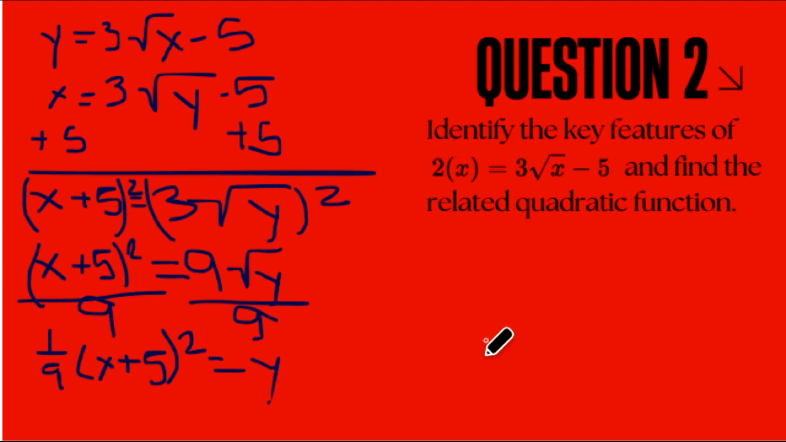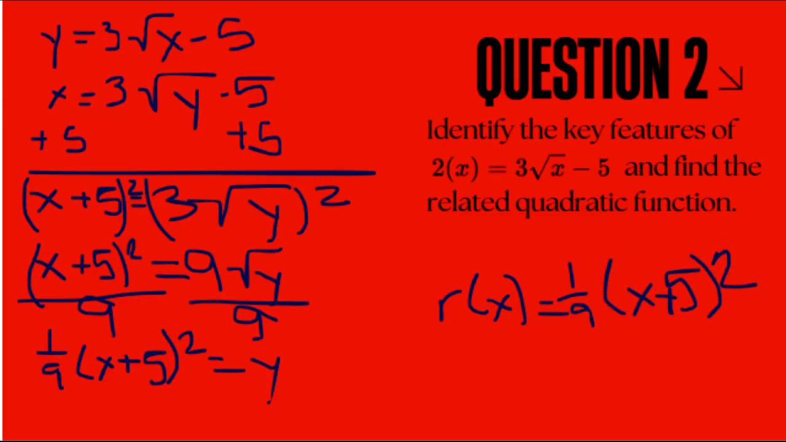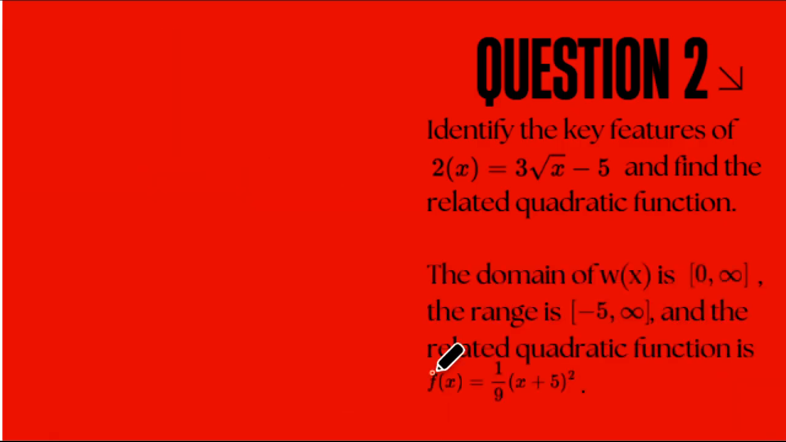And then they use w, so I'm going to use r of x. I'm sure it's not r, but you know, I can't predict their mood swings. So 1/9 times x plus 5 squared. Let's go check. They used f of x, 1/9 x plus 5 squared. Okay.